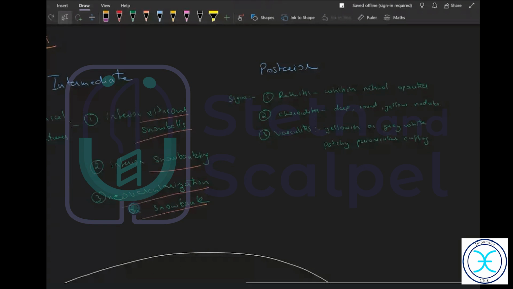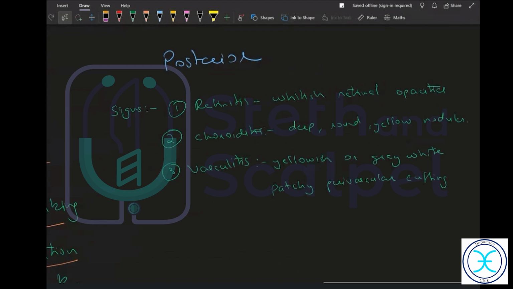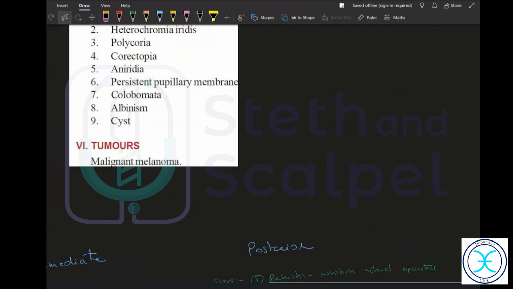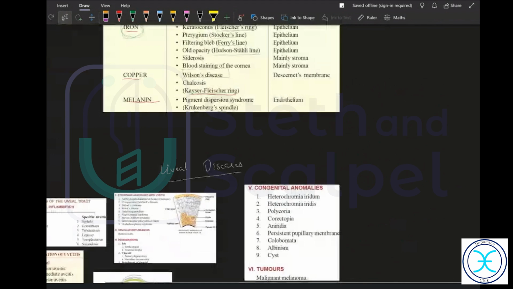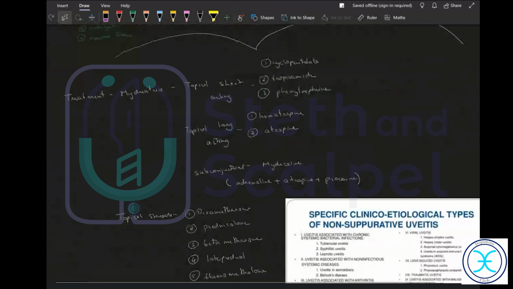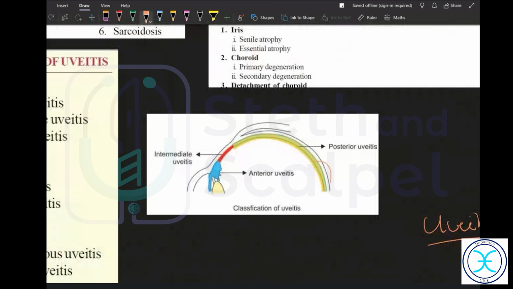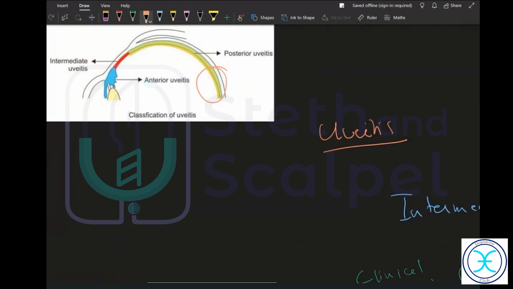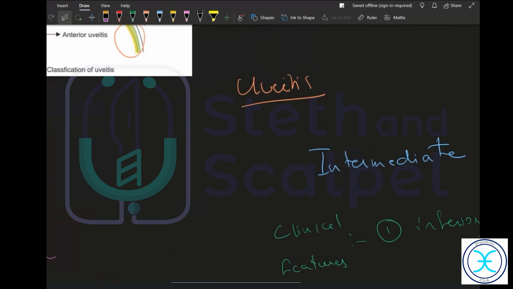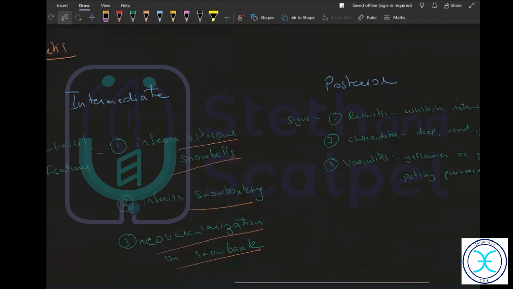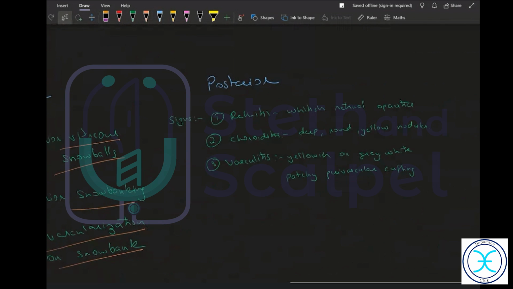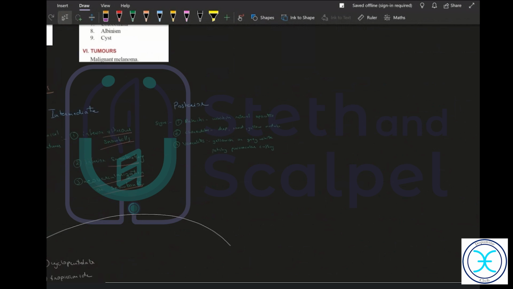In posterior uveitis, once you go to the posterior region over here, you see the retina. So you can write retinitis and neuritis and all of those things, and take it on to that side of the eye.